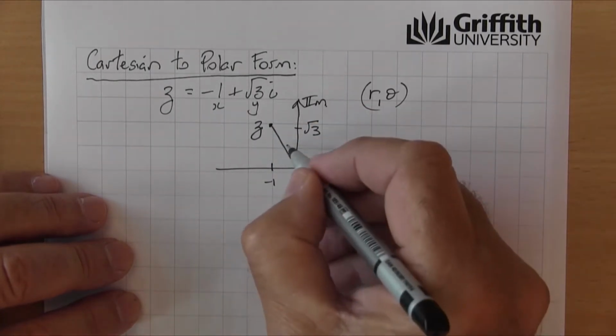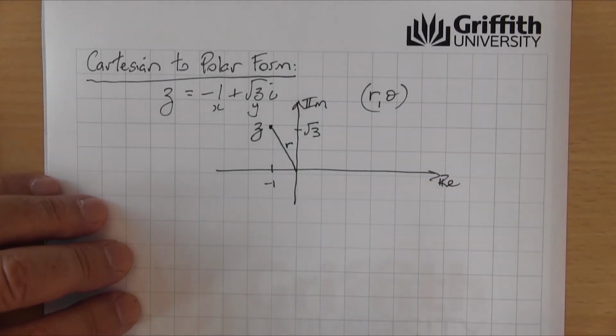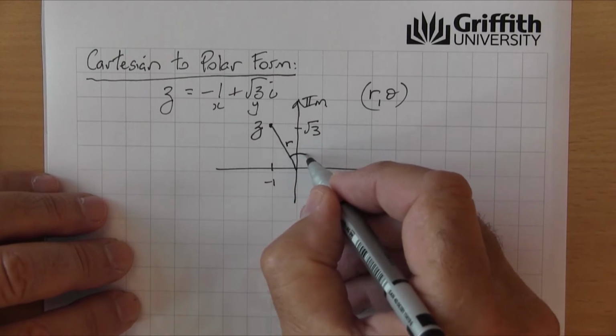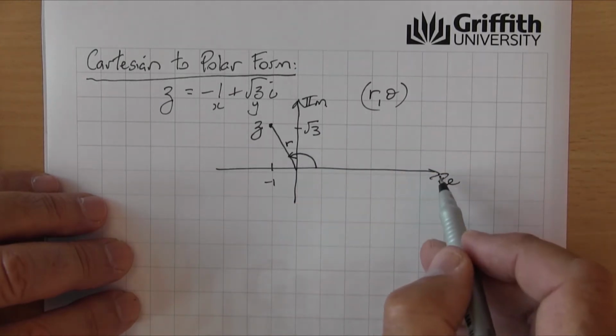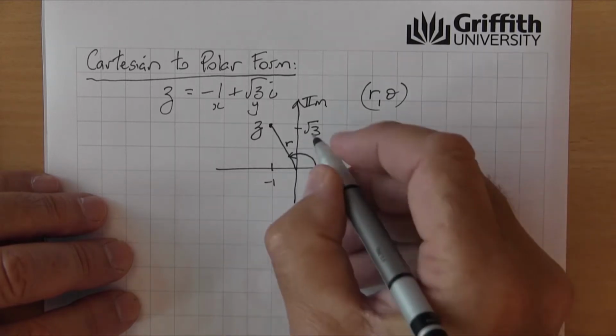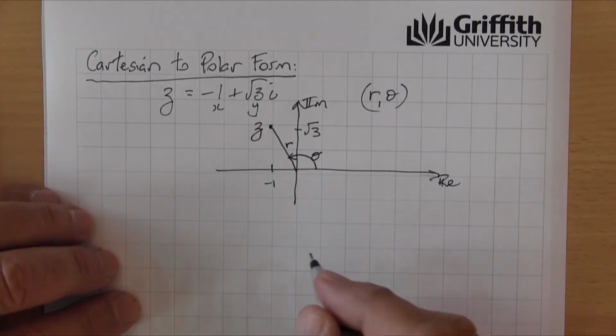and I know that this is r, the length from there to there is r, and I know that this is theta. Theta, don't forget, goes anti-clockwise, starts at the positive real axis and goes around there. So I've got to find r and I've got to find theta.